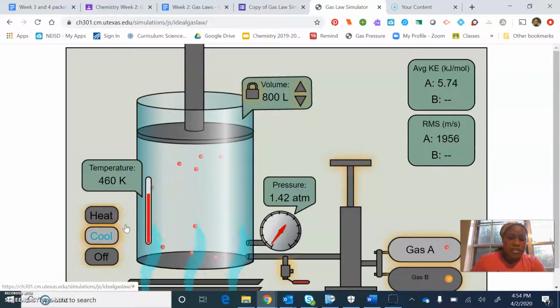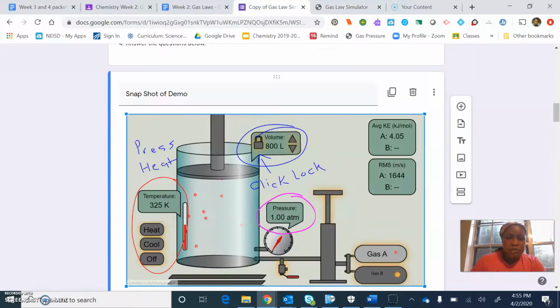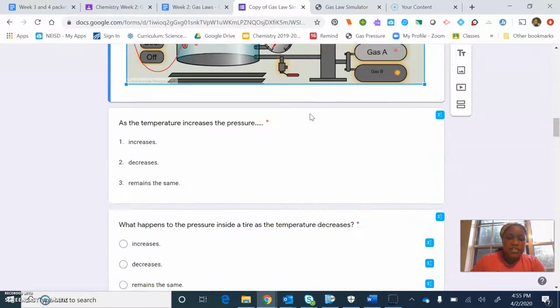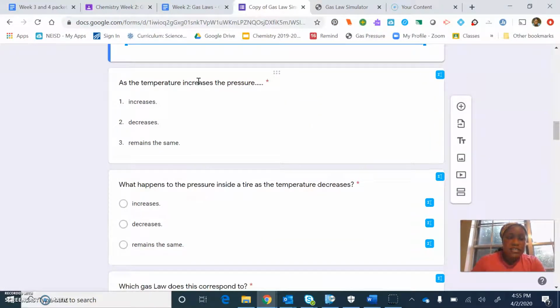So I'm going to cool it down just a little bit. And whenever the temperature goes up, what happens to the pressure? So you're going to use those observations to answer these questions. As the temperature increases, the pressure does what? Increase, decrease, remain the same.